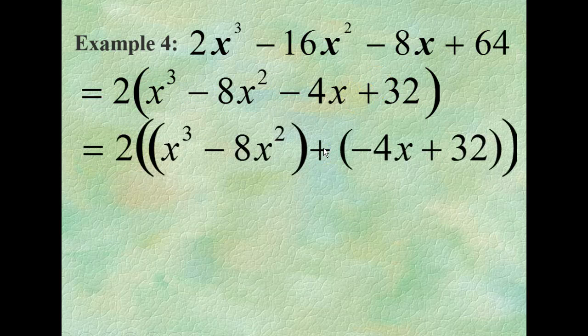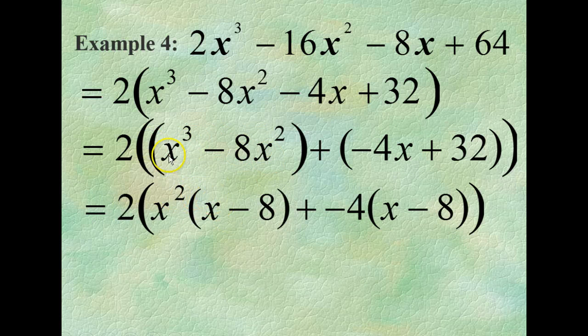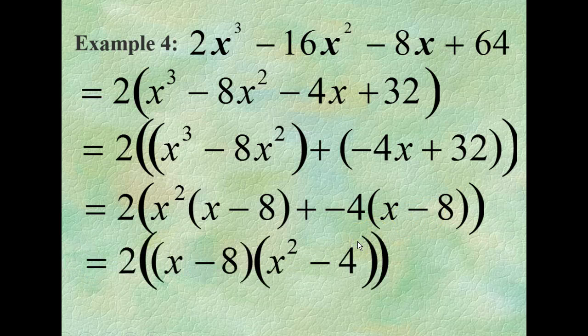Then we have to group. Okay, we have to group the first two and the second two. Notice I didn't change anything about them. I just put them in parentheses. Now we're going to pull out a GCF in these two. The GCF in these two is x squared. So I'm left with x minus 8. The GCF in this one is a negative 4. So I'm left with x minus 8. Remember, in this case, you write down everything on the outside times everything on the inside.